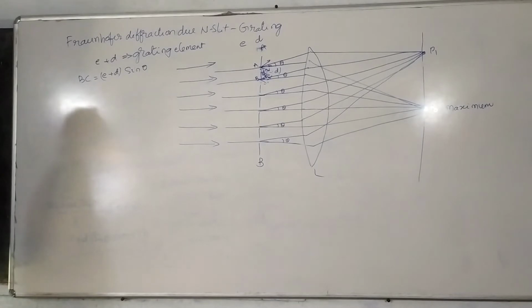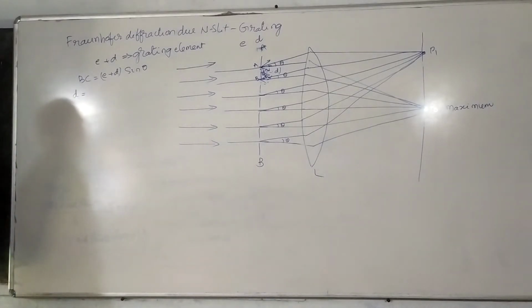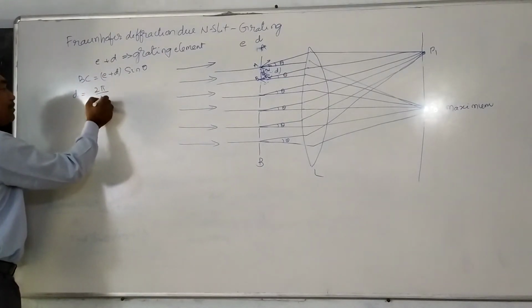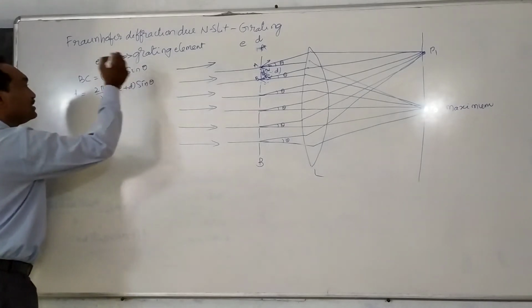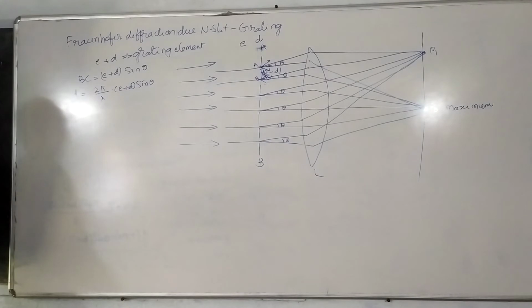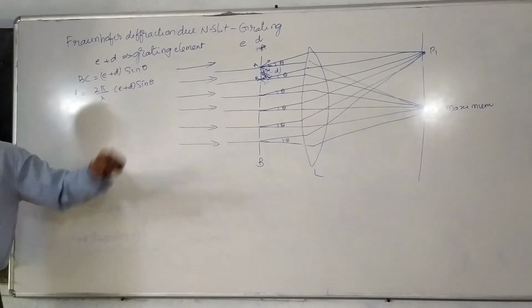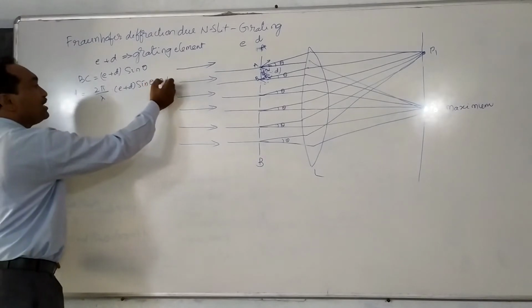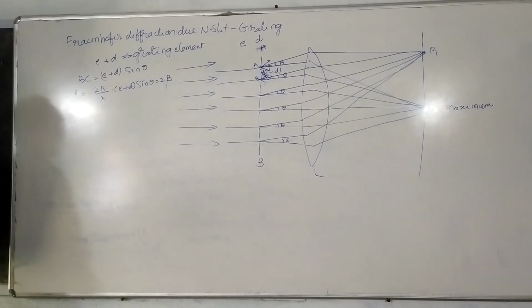Now what is the phase difference? We know the phase difference, that is taken as delta, is equal to 2 pi by lambda into the path difference. Already we discussed this in the previous class. Am I right? This is the phase difference between two consecutive rays which are passing through the two consecutive slits. Of course, this is what we have taken as 2 beta in the previous class.